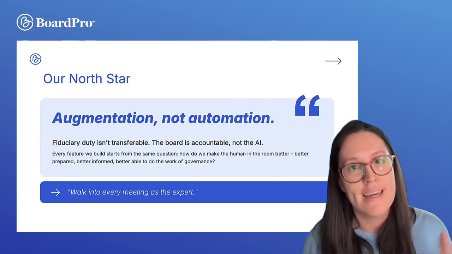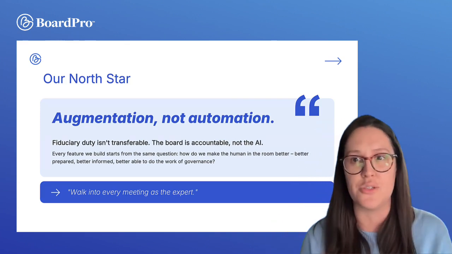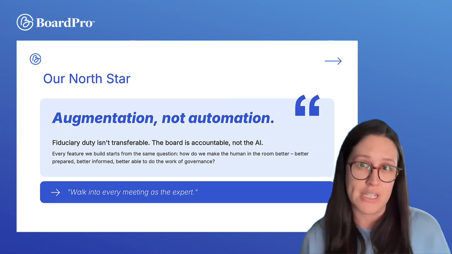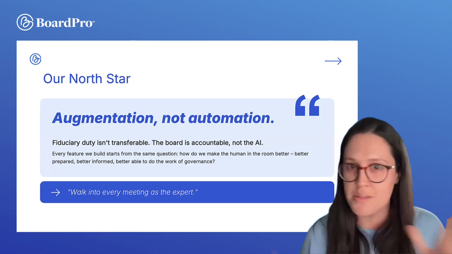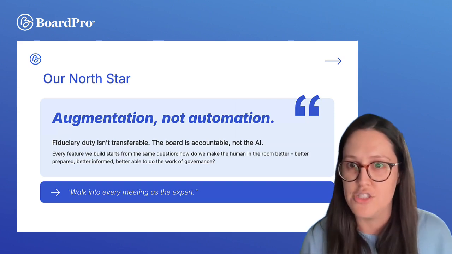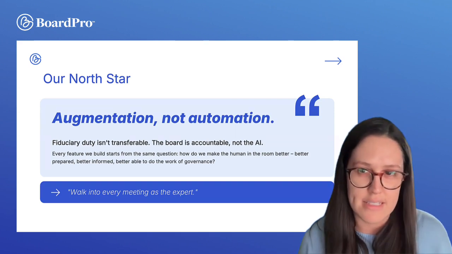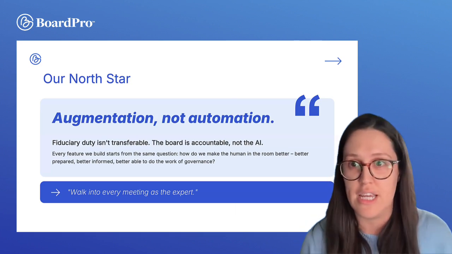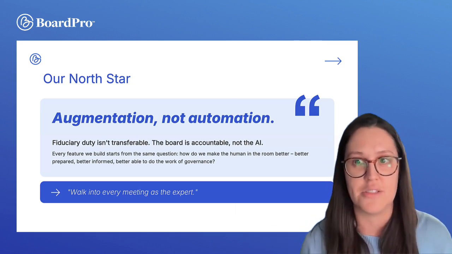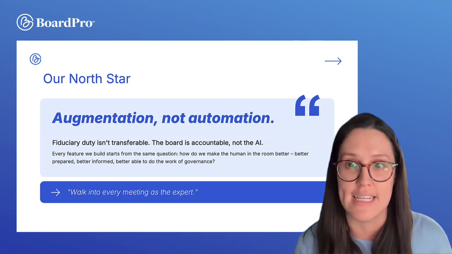We are seeing some competitors leaning into autonomous AI, and we're intentionally choosing to do the opposite. So the AI Assistant is not designed to be a substitute for director judgment. It won't make governance decisions, but what it will do is help you prepare, grounded in your own governance data, so that you walk into every meeting as an expert.